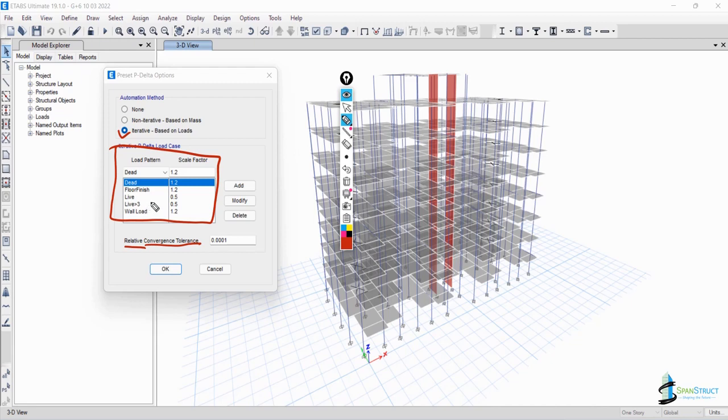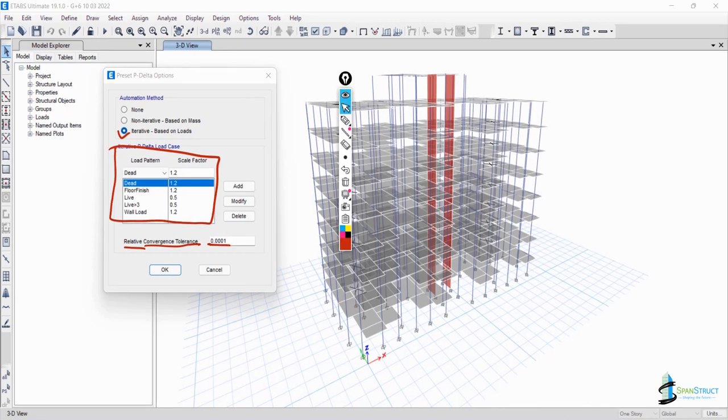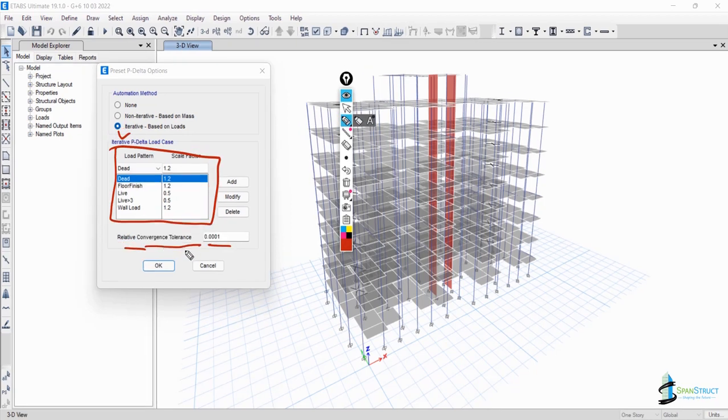If there is a repeating solution, we also have to check, between successive solutions, what degree of freedom is changing at each column node. If the displacement at that particular node of the column changes within a certain limit, there is a tolerance we have given, and once the change is within that tolerance limit, the solution is called converged. In general, the default tolerance is good enough, so you don't need to change anything. After that you click OK.